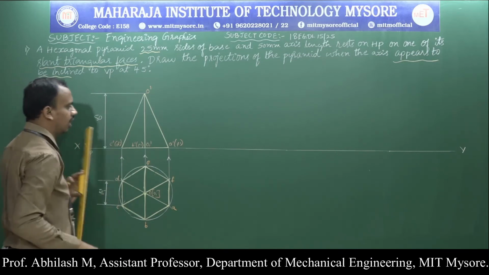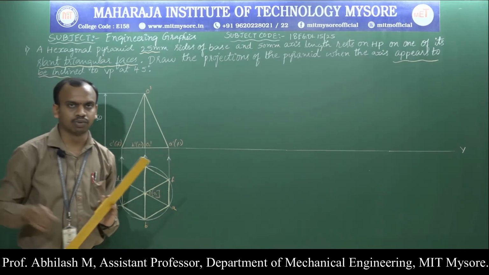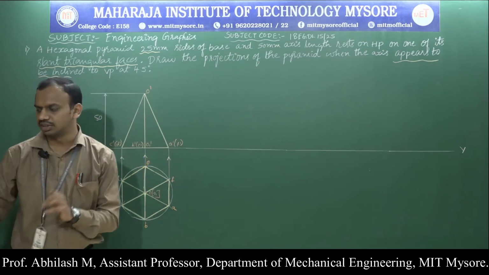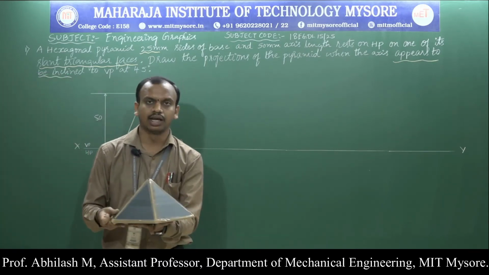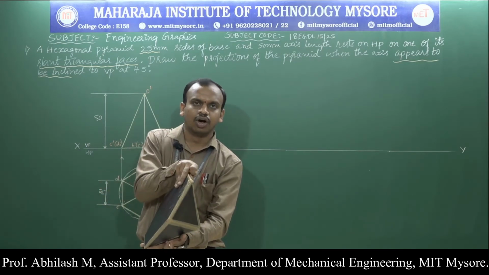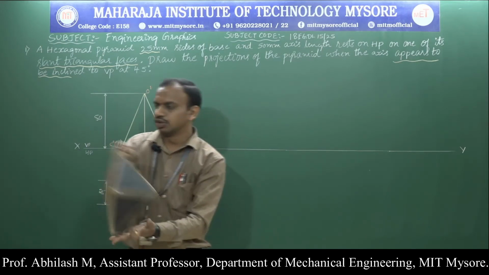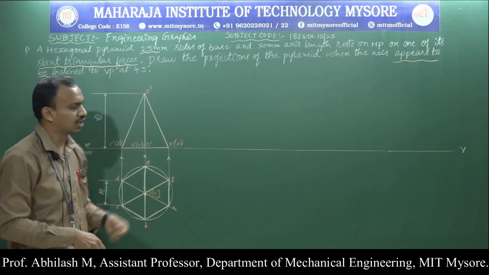It is 50. So to begin with the next position, that is the second position, what have they stated? They have stated that it is completely resting on one of the slant triangular faces. So we are supposed to rest this completely on the XY line itself. So we know the slant triangular face is O' A' F'.